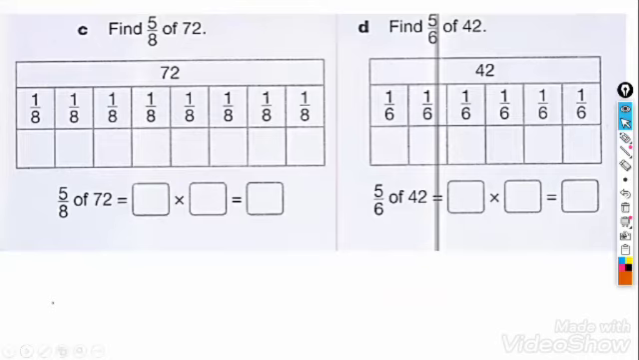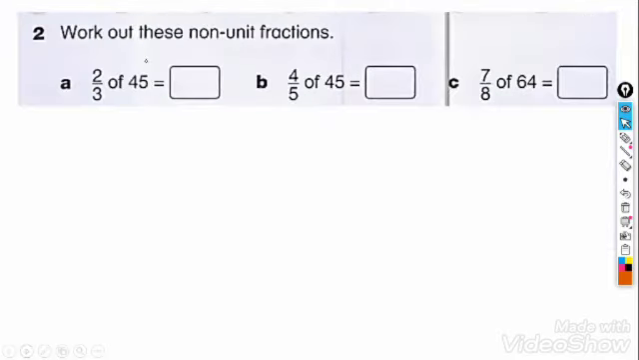Now this is the same thing you have done in the previous one, so you can do it by yourself. Now look at this one, work out these non-unit fractions. These are non-unit fractions. What about the unit fraction? A unit fraction is one in which the numerator is always 1. The denominator can be any number, but the numerator will always be 1. 1 upon 2, 1 upon 6, 1 upon 9, 1 upon 100, but the numerator must always be equal to 1.